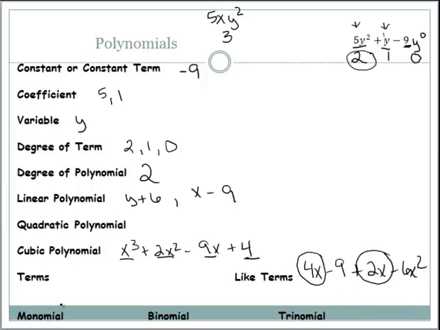A monomial is a polynomial with one term. So this right here would actually be an example of a monomial. It's one term. A binomial has two terms. So this is an example of a binomial. 2 terms. A trinomial has 3 terms. So this is an example of a trinomial. It has 3 terms.